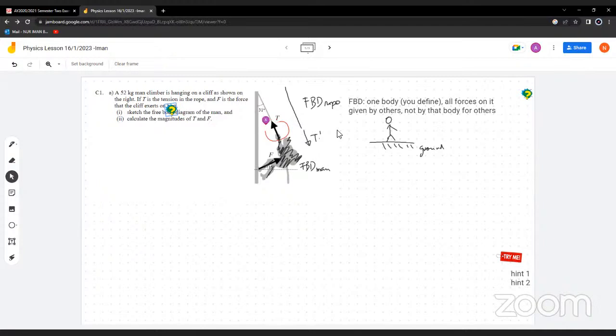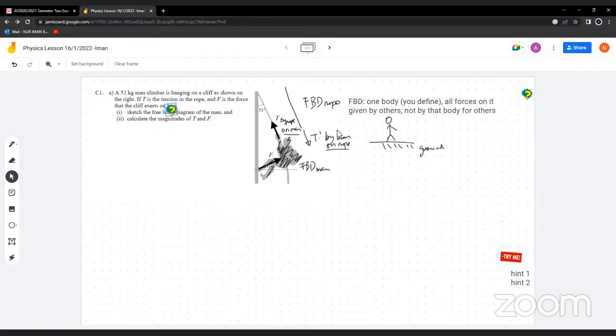This is by rope. Correct? By rope on man. The emphasis is on man. To be very clear, the T apostrophe is by who? By man. By you, right? You pulling on the rope. The emphasis is on the rope. So if it is on the rope, you don't include it in the FBD of the man.